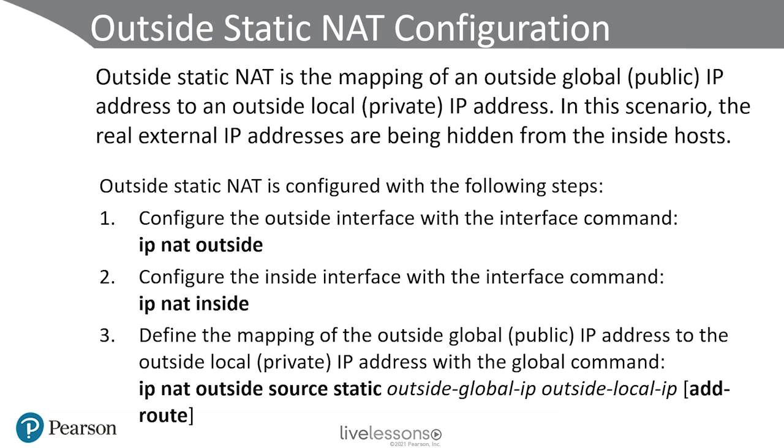Now the router performs a route lookup first for the outside local IP address, and a route must exist for that network to forward packets out of the outside interface before NAT occurs. The optional add-route keyword adds the appropriate static route entry automatically. Outside static NAT configuration is not very common and is typically used to overcome the problems caused by duplicate IP or network addresses in a network.